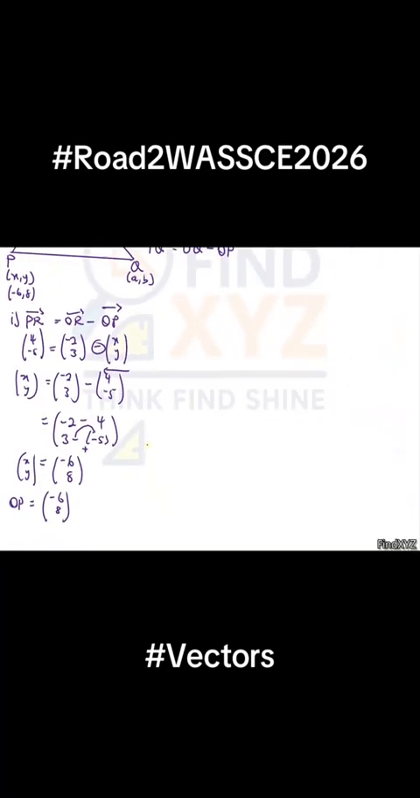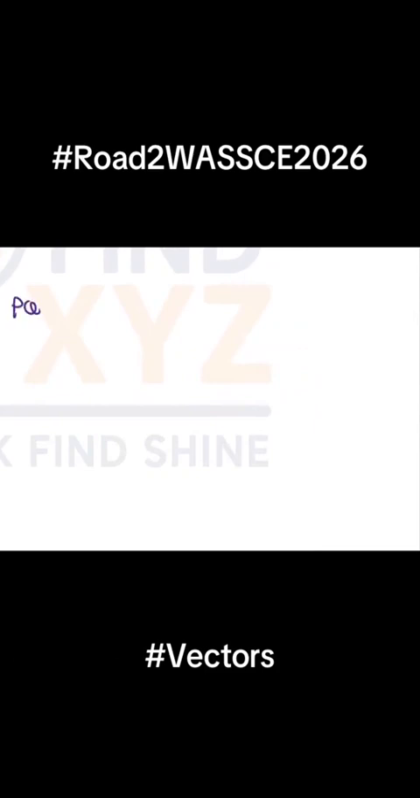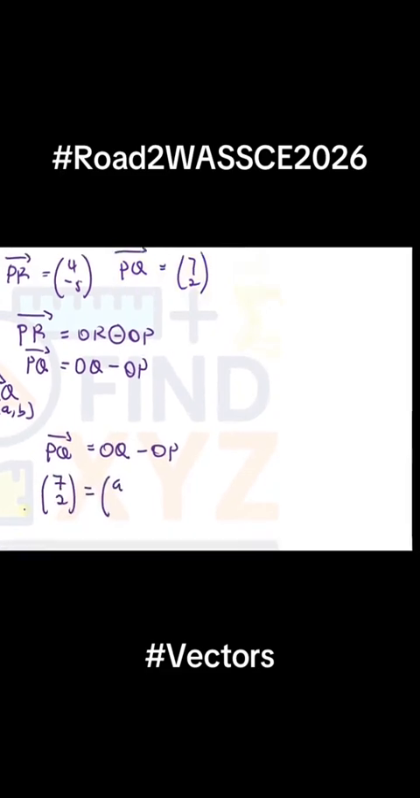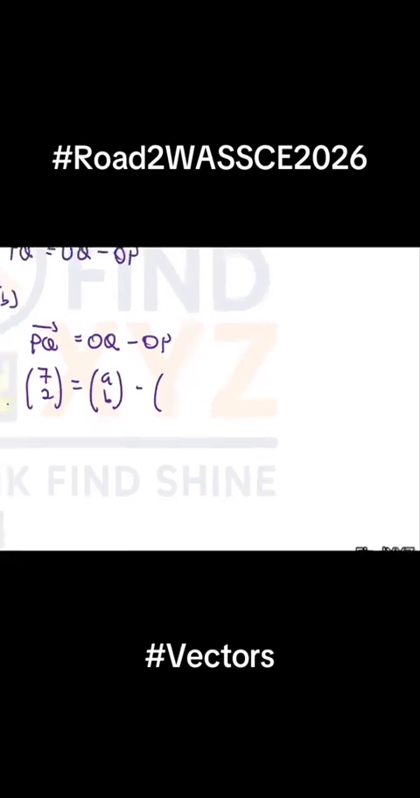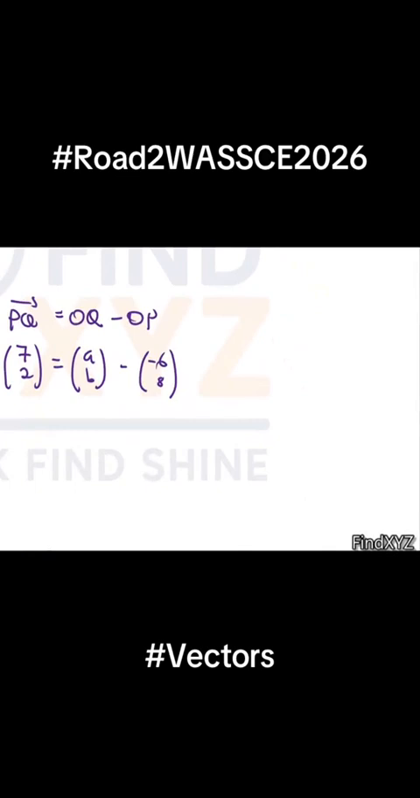Then we can also find point Q. The same way we apply position vectors, we are going to do the same thing to find point Q. So we can write PQ as OQ minus OP. Now we know vector PQ has already been given as (7, 2), and OQ, we don't know, is (A, B), minus vector OP, which now we know is (-6, 8). Then similarly, we can move this vector because of this negative sign. So we have vector PQ as (7, 2) plus, this is minus, right, so we have (-6, 8), is equal to vector OQ, that is (A, B).